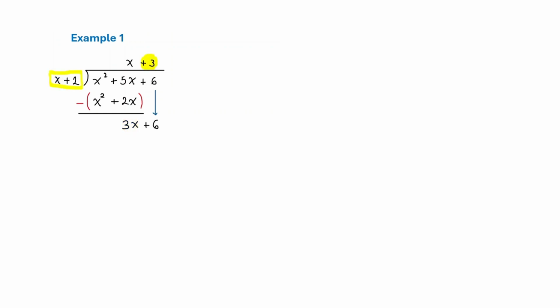Next, we multiply 3 by the whole divisor. 3 multiplied by x is 3x. 3 multiplied by 2 is 6, so we write 3x plus 6. Now we subtract again. 3x minus 3x is 0. 6 minus 6 is 0, so there is no remainder. This means the division is exact. So our answer is x plus 3.